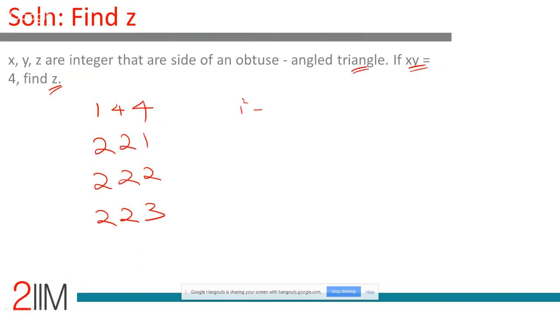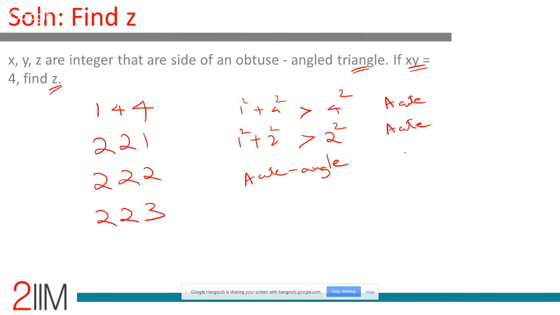Let's compare this. 1 square plus 4 square compared with 4 square is greater, so this is an acute angle. 2, 2, 1: 1 square plus 2 square is greater than 2 square. Again, acute angle. 2, 2, 2 is an acute angle that we don't have to really check, as an equilateral triangle, 60, 60, 60 are the three angles. Definitely acute angle. 2, 2, 3.